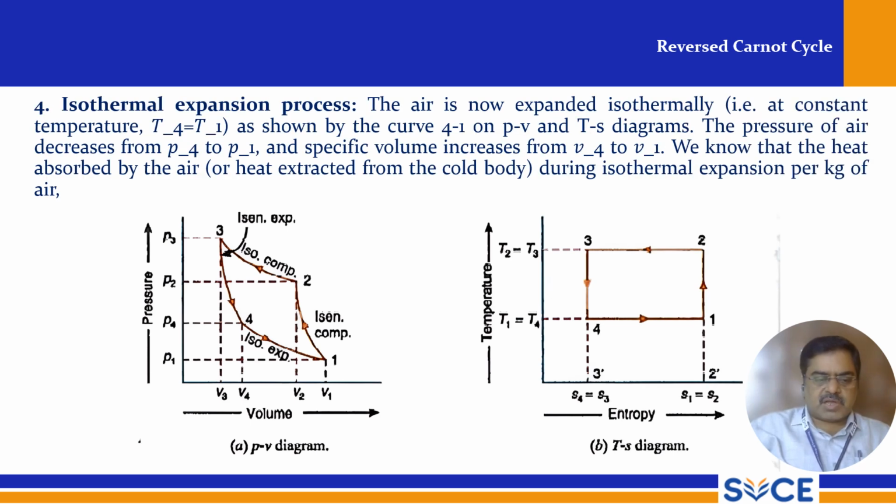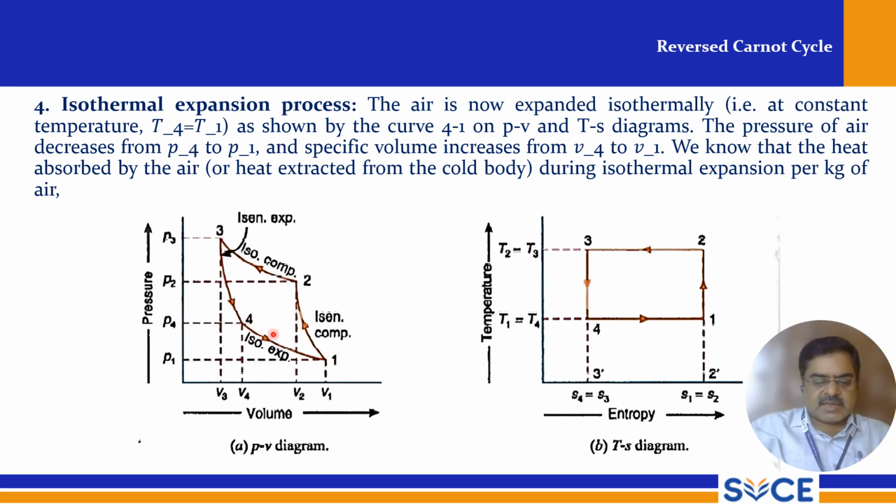The last one is the isothermal expansion process. It is isothermal, hence it is a constant temperature process, from 4 to 1. Now we have traveled from point 1 to 2, 2 to 3, 3 to 4, and now we start traveling from point 4 to 1. It is the isothermal expansion process. The air is now expanded isothermally at a constant temperature T4 equal to T1, as shown by the curve 4 to 1.